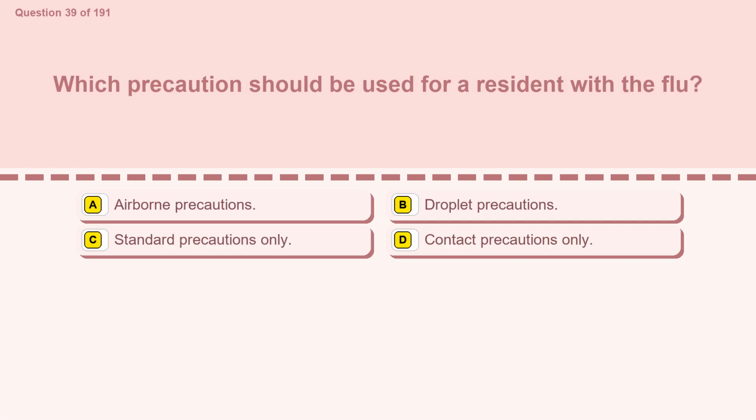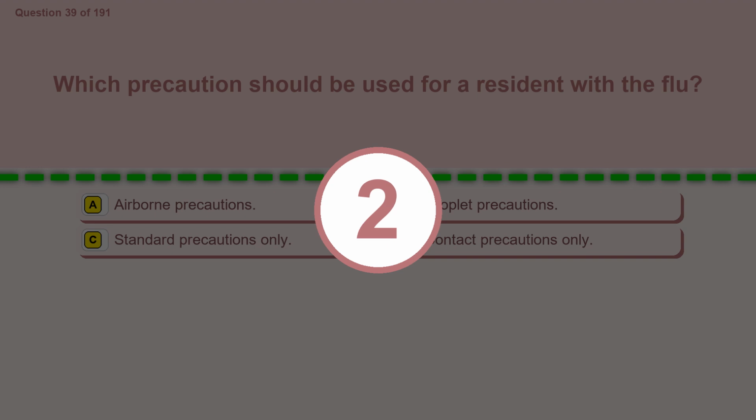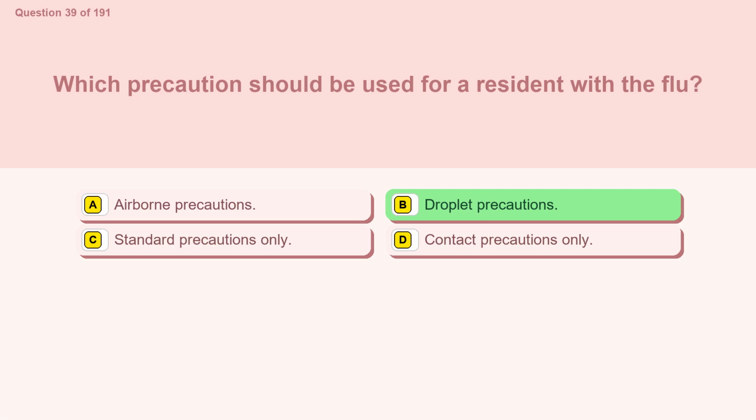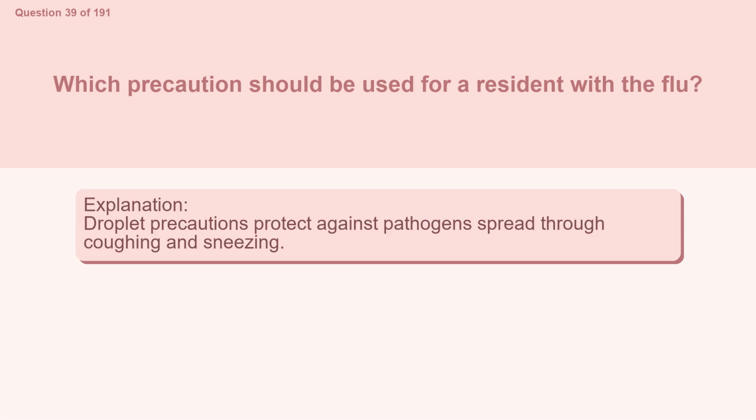Question 39. Which precaution should be used for a resident with the flu? Option A. Airborne precautions. Option B. Droplet precautions. Option C. Standard precautions only. Option D. Contact precautions only. The correct answer is option B. Droplet precautions. Droplet precautions protect against pathogens spread through coughing and sneezing.